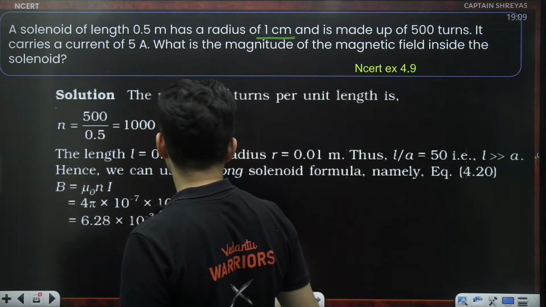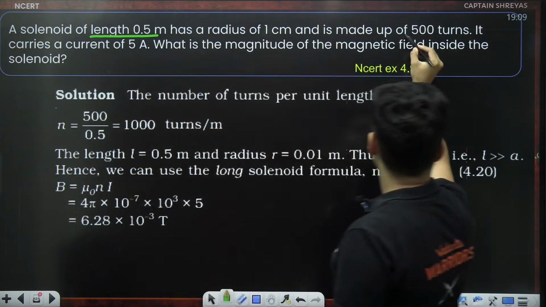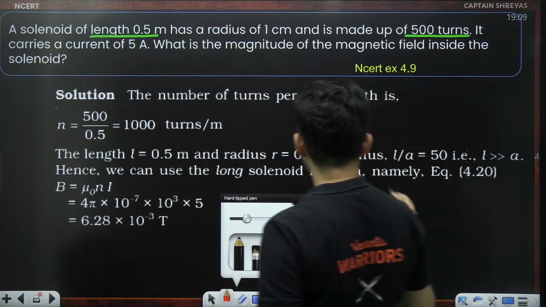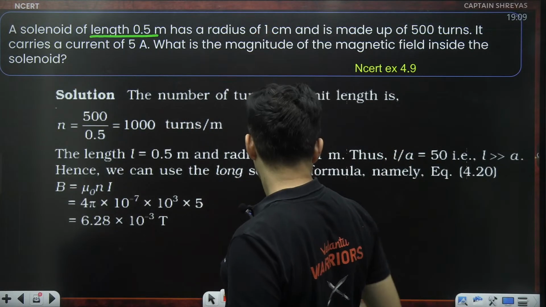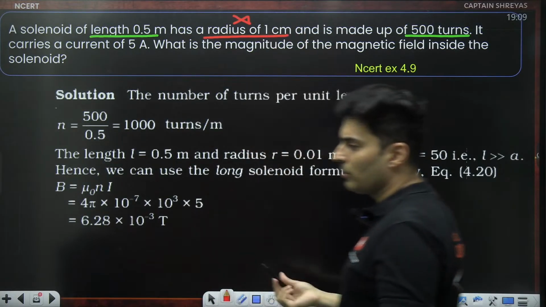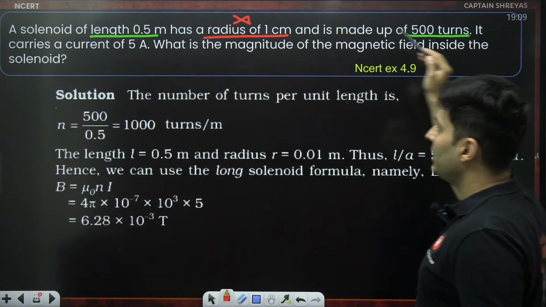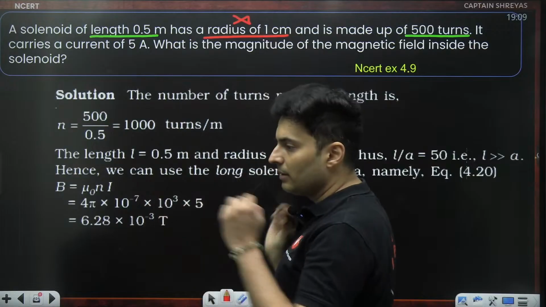Radius, I think this is useless information. Length is useful and number of turns is useful. This piece of information is useless. What will I do with the radius? It is not needed for the problem. So 500 divided by 0.5 will give me 1000 turns in a meter.